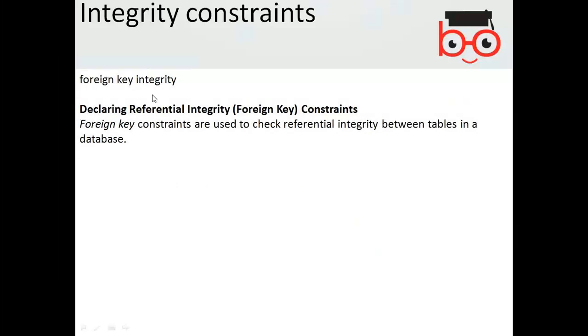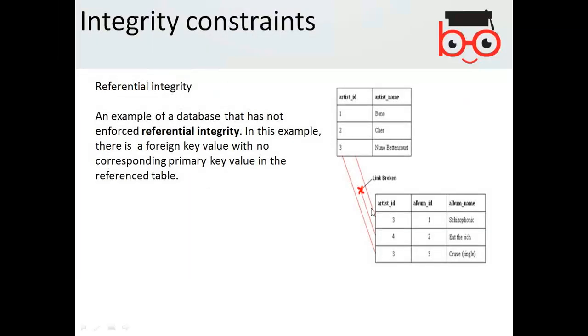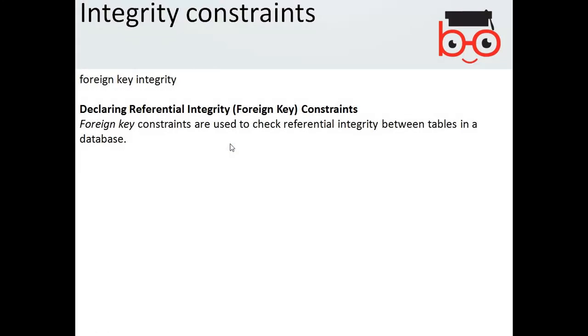Foreign key integrity is basically the referential integrity, and it is used to check whether referential integrity is in act or not. We discussed referential integrity earlier. If this is enforced, then referential integrity is there. If it is not there, then the integrity is not involved. The foreign key is also known as the referential integrity.